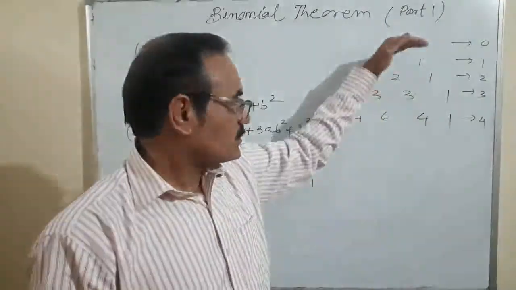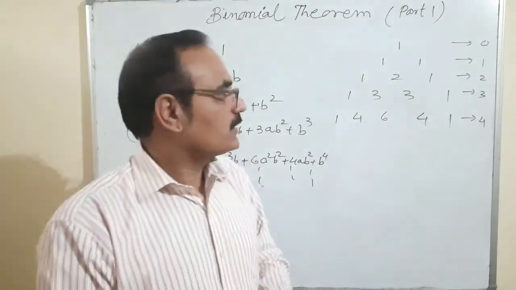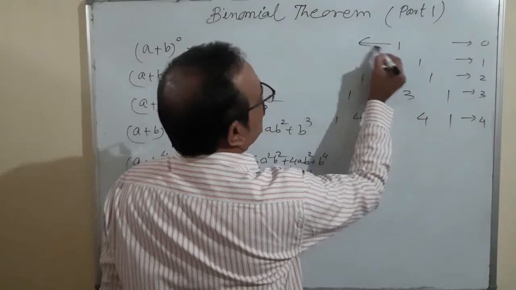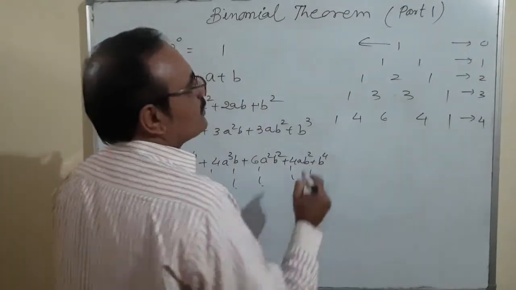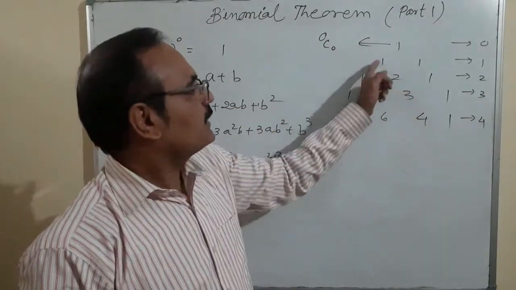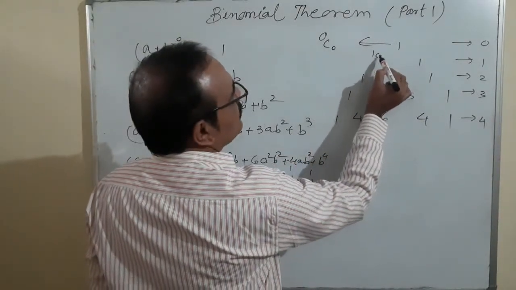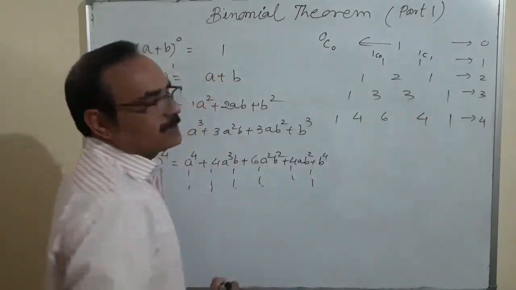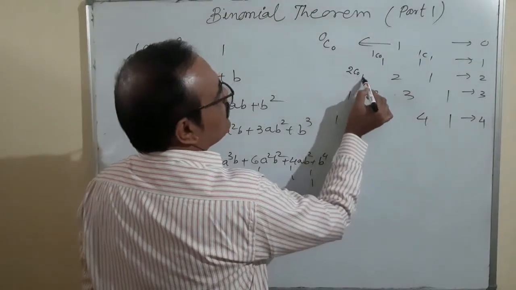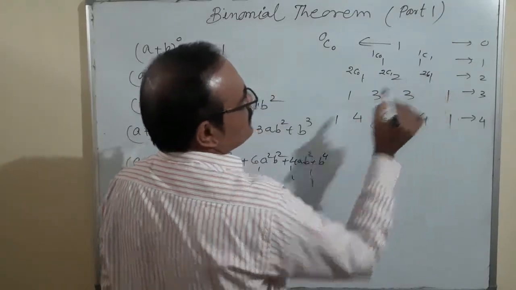This is also a type of series, and it is a very well defined pattern. This pattern appears when we use the term as a combination. Since the power is 0, this 1 can be written as 0C0, whose value is 1. Here the power is 1, so this can be written 1C0 and 1C1, and the values are the same. For power 2, we write 2C0, result 1, 2C1, result 2, and 2C2, result 1.